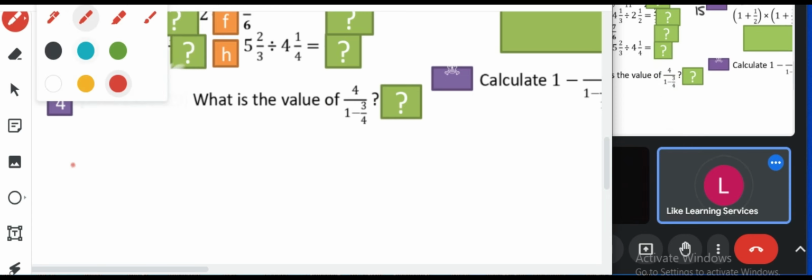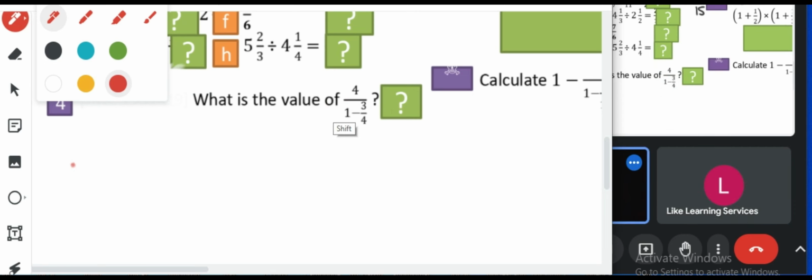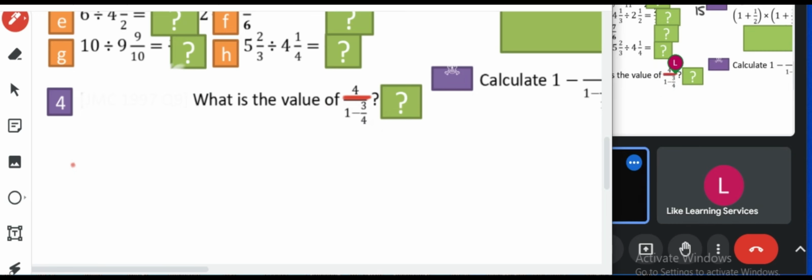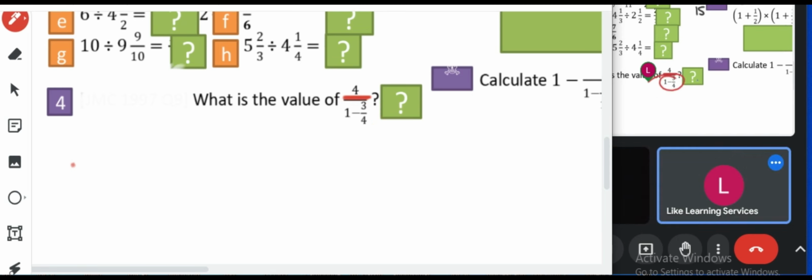Are you listening to me? Simplify the denominator first. It is the denominator. Simplify it first. Find out what this gives first. What does it give?